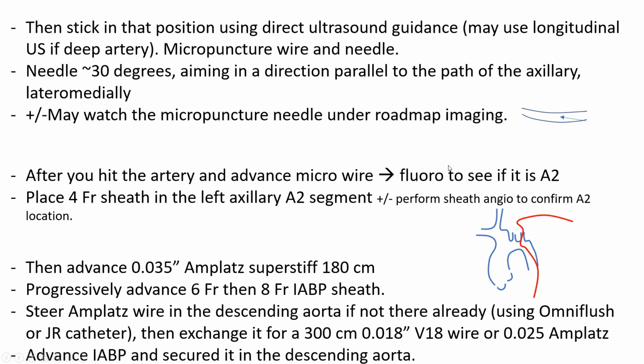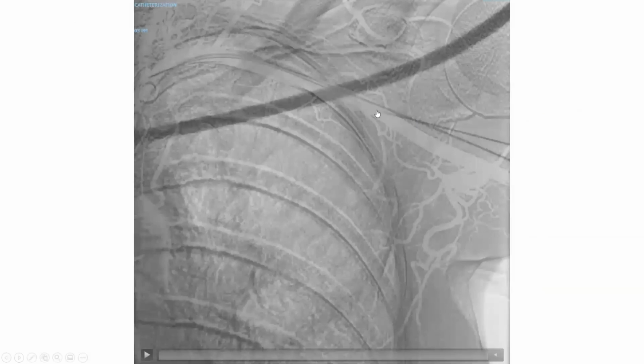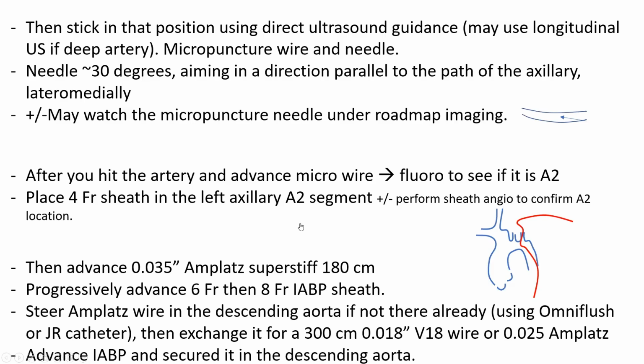You don't need to do that if the image with the needle on the smart mask clearly shows you that you're in the proper segment. Then through that 4 French sheath, you advance a 0.035-inch Impella super stiff wire. Then you progressively advance 6 French and 8 French balloon pump sheaths. Then through that 8 French sheath, you steer the Impella wire into the descending aorta. If it has gone into the ascending aorta, you steer it into the descending aorta using your OmniFlush catheter or JR catheter.